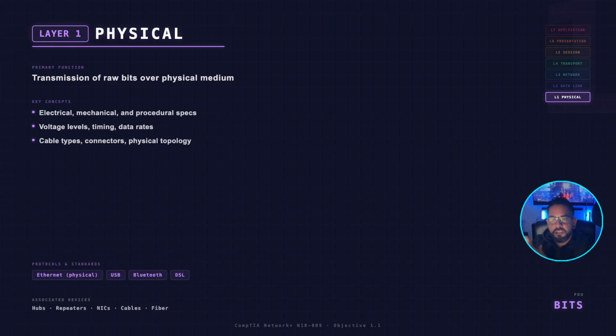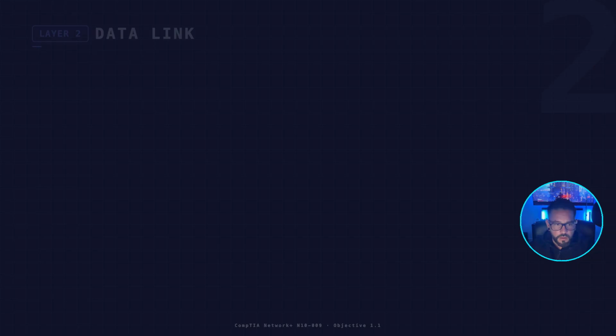The physical layer is concerned with bit level transmission. It doesn't understand anything else. It deals with voltage levels, timing of voltage changes, physical data rates, maximum cable distances, and physical connectors used. When you plug an Ethernet cable into a computer, you're working at layer 1.